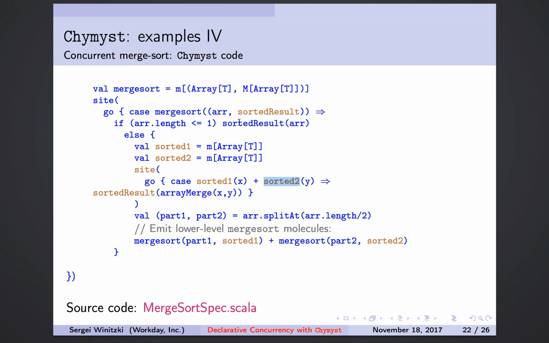At the end, the sorted molecules will be emitted. They will react. The sorted result will be emitted, which will be the sorted molecule at the previous level, and so on. Finally, when everything is done, the sorted result is going to be emitted with the final result.